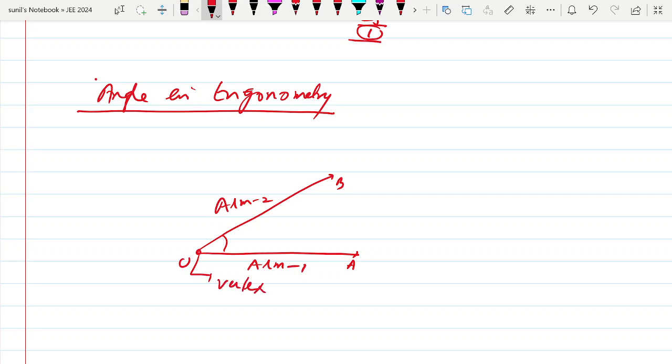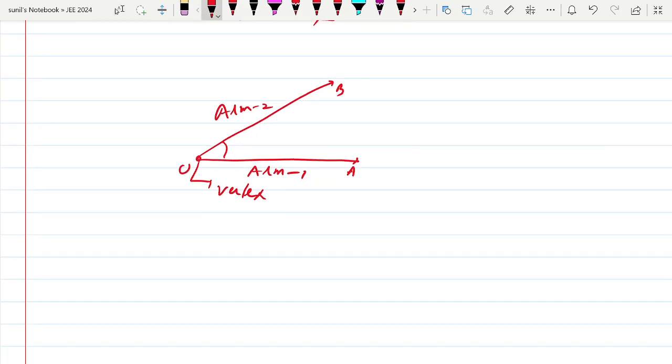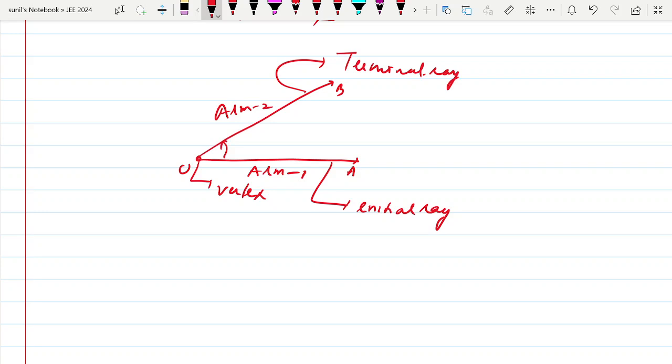Now, in plane geometry, we have studied acute angle, obtuse angle, straight angle, right angle, reflex angle, complete angle. Now, how do we define angle in trigonometry? We call this arm 1 our initial ray, and this ray is known as the terminal ray. So this initial ray is rotated in anti-clockwise direction through an angle theta.